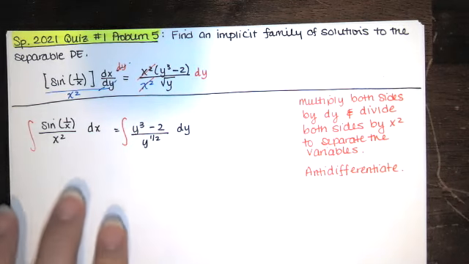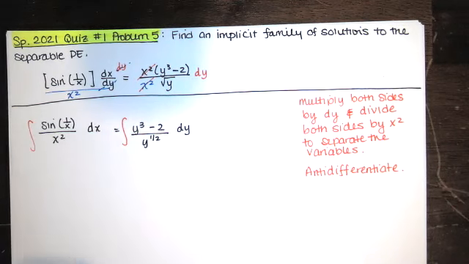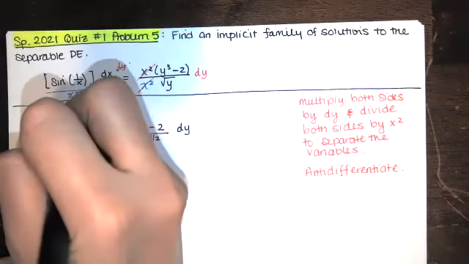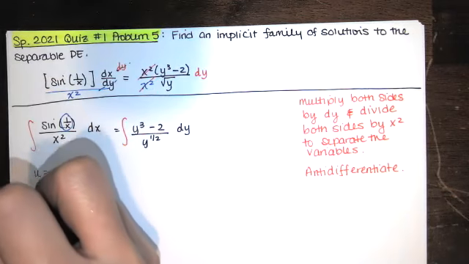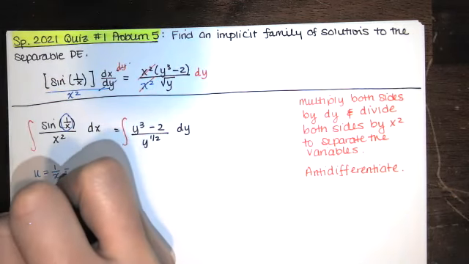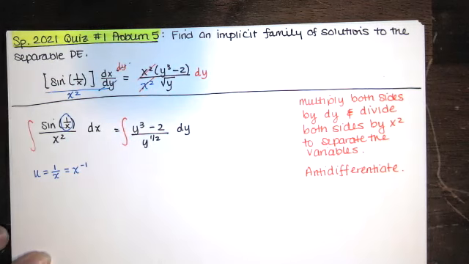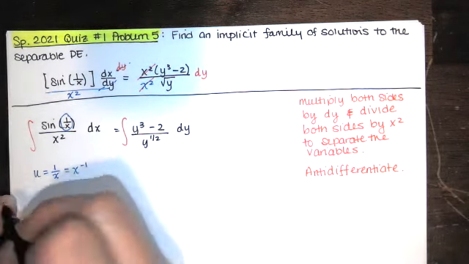Now on this side, I see the sine function has a 1 over x in it. That makes me think I'm probably going to need to use a u-substitution. So I would let u equal the inside function. U is 1 over x, or if you prefer, you can write that as x to the negative 1. That'll make it easier for us to compute the derivative. And then we'll compute the derivative.